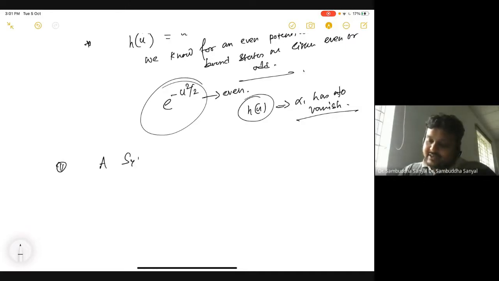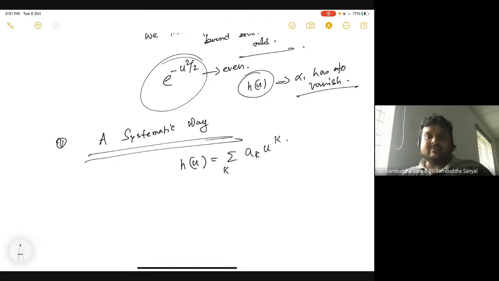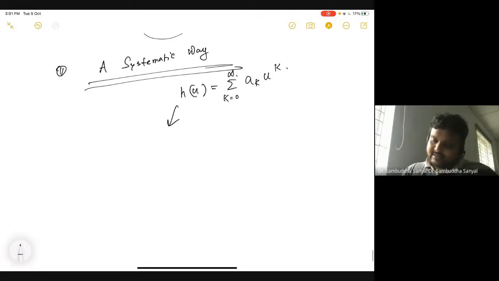Now let's do this whole thing more systematically. To do that, I will give a general structure without assuming anything further: some series solution, which you have done already, sum of a_k u to the power k, where k could go from 0 to infinity. Then I plug that into this equation: d2h/du2 minus 2u dh/du plus (epsilon minus 1) h.